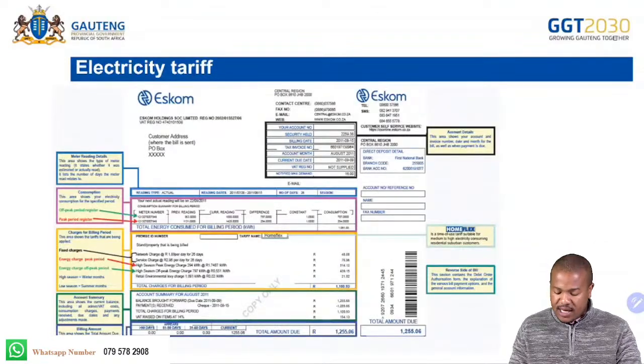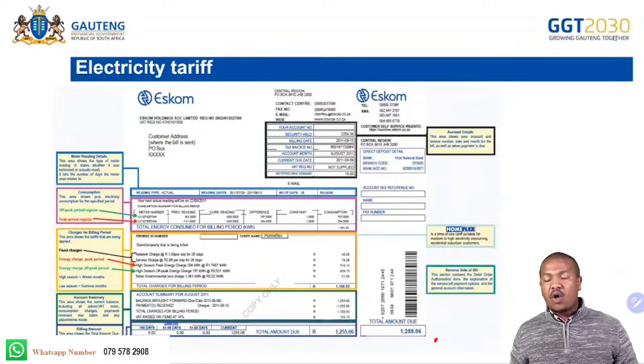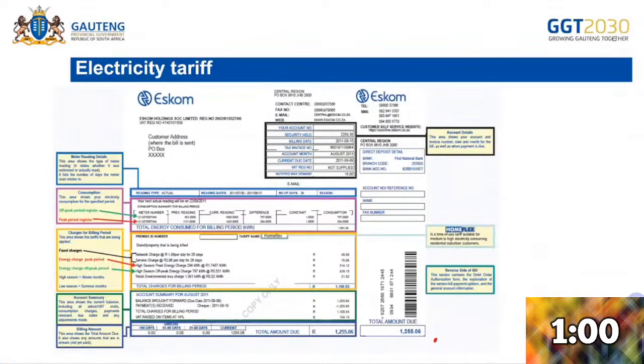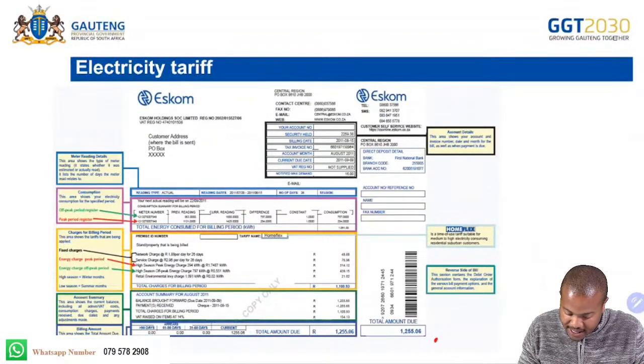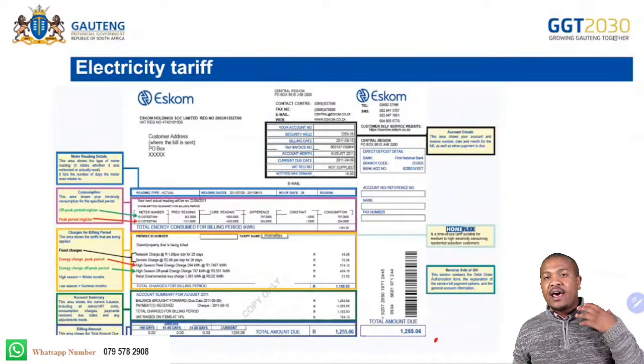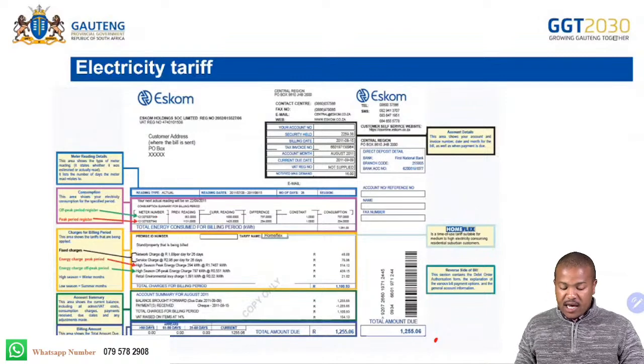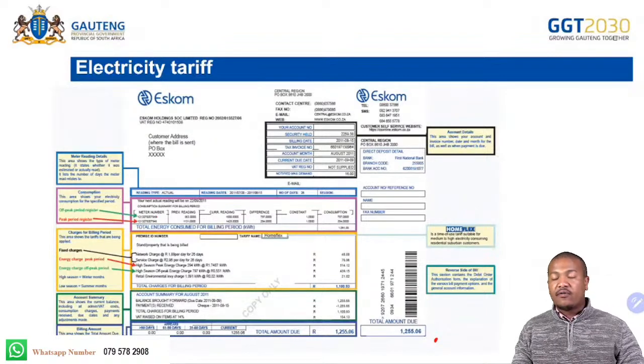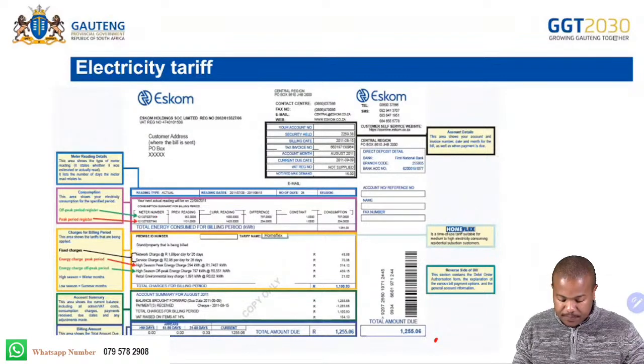So it looks something like this. There are all the details. Sometimes they are combined. It can be a water and electricity tariff at the same time. It gives us all the information in terms of how much per unit cost.